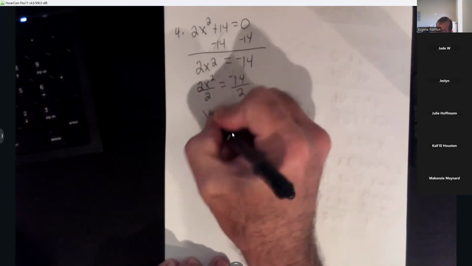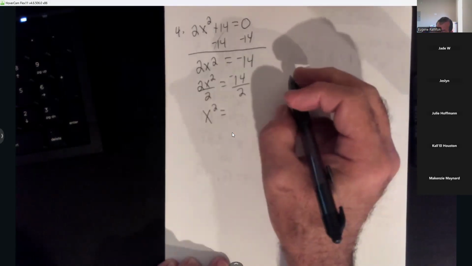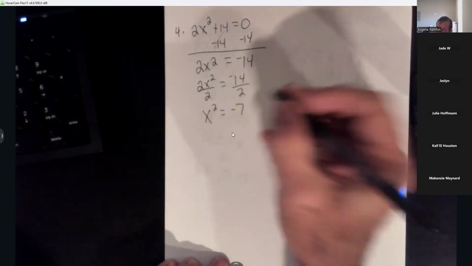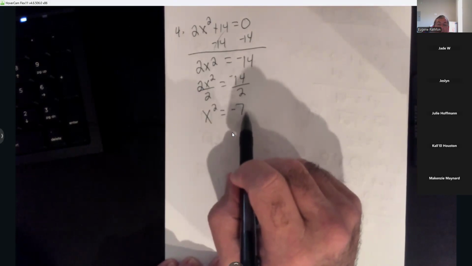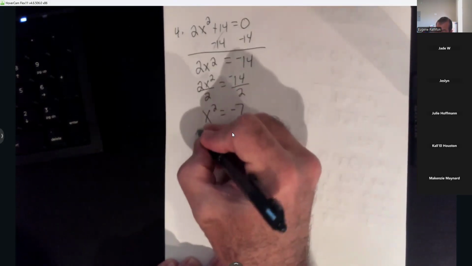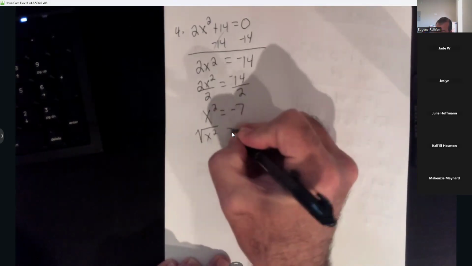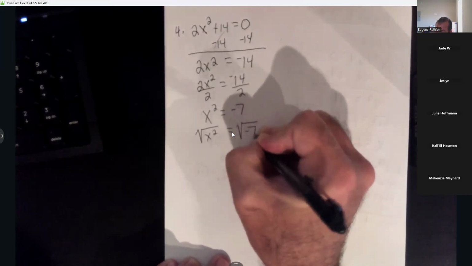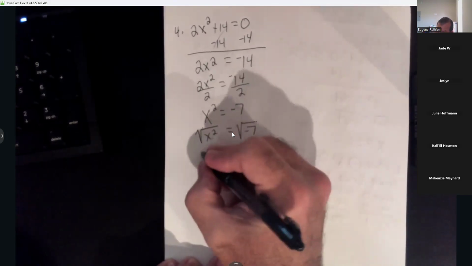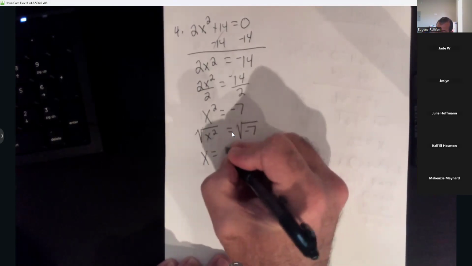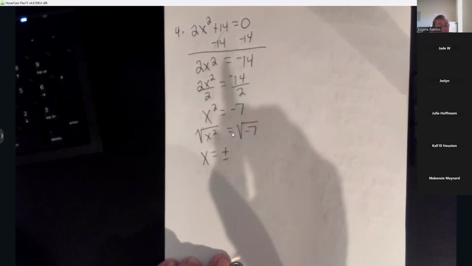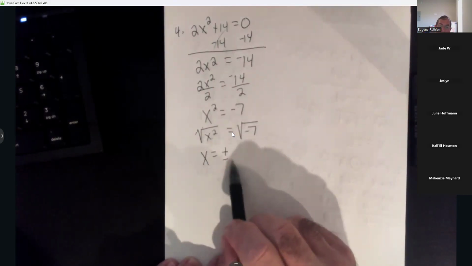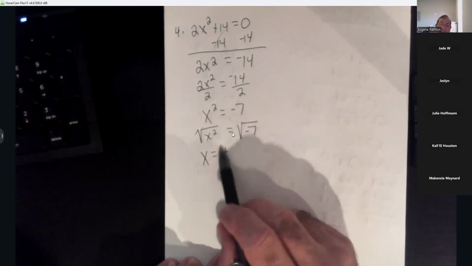So that cancels. X squared is now equal to negative 7. All righty, X squared by itself, so I can square root now. The square root of x squared is x. This is going to be plus or minus. So no matter what, in front of your final answer, I need you to have a plus or minus here.